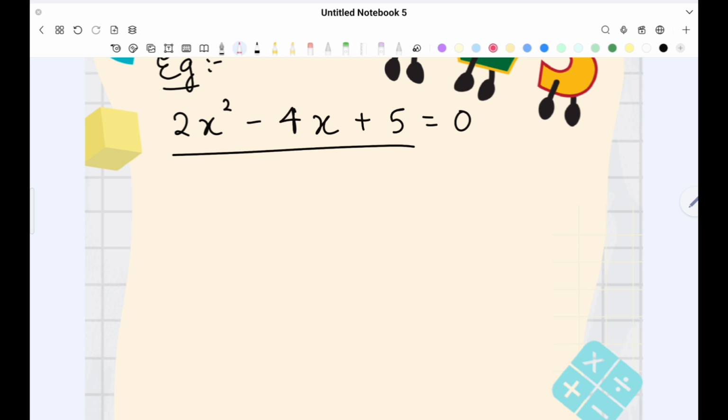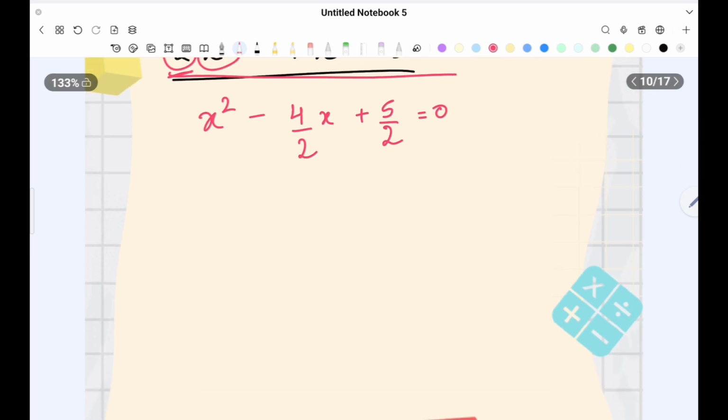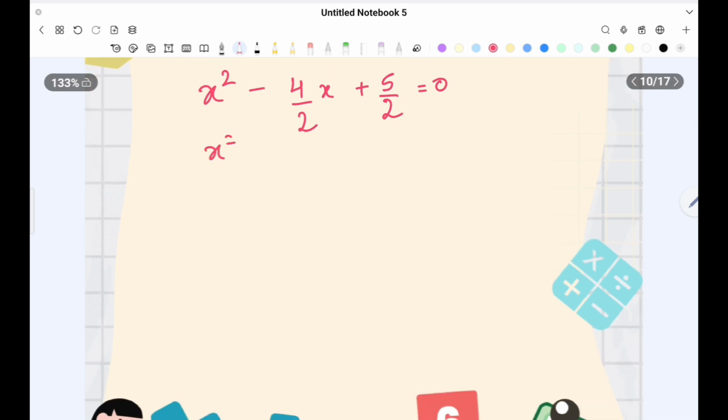First of all, we have to make the coefficient of x square unity. How will we make that? By dividing the equation by this number. x square minus 4 by 2 x plus 5 by 2 is equal to 0. Now, x square minus 2x plus 5 by 2 is equal to 0.